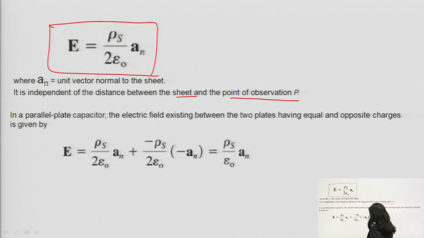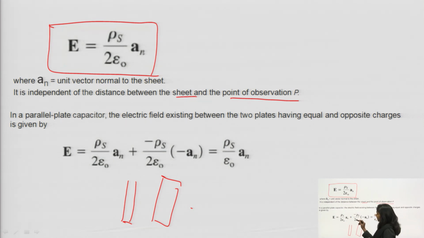Further, this concept will be applicable on a parallel plate capacitor, the electric field existing, because in a parallel plate capacitor two plates are there. So in that case, if we apply this and find the electric field, we will get rho s by 2 epsilon An again minus rho s by 2 epsilon minus An. So by combining these two we will get this. So this is the value of electric field in case of a parallel plate capacitor.